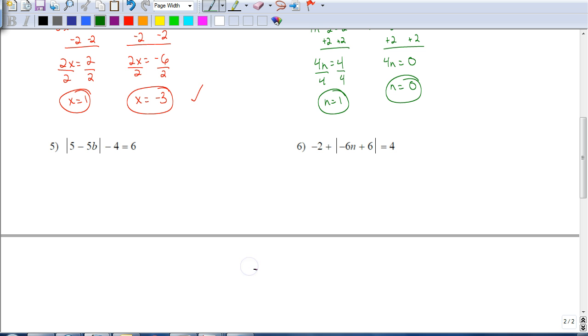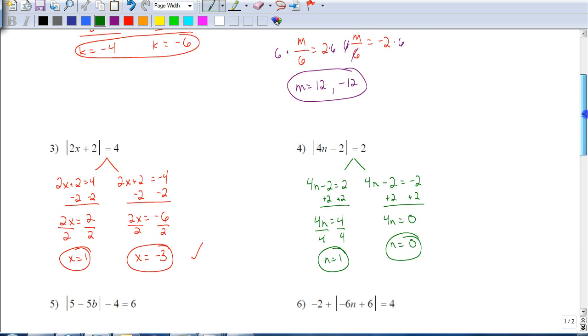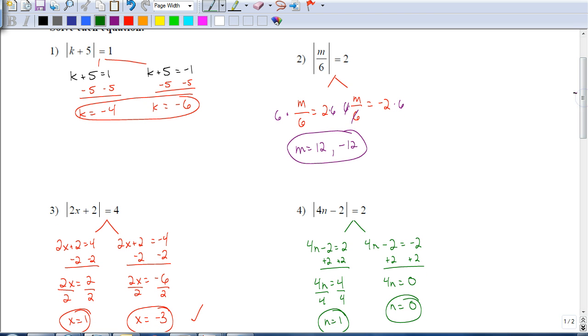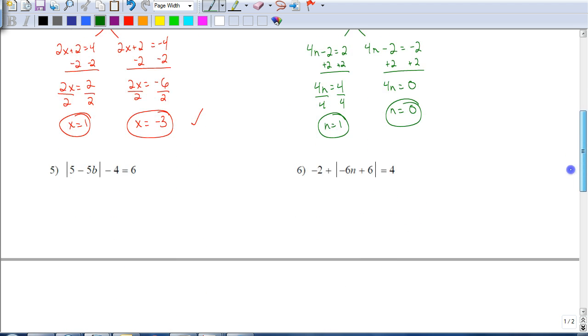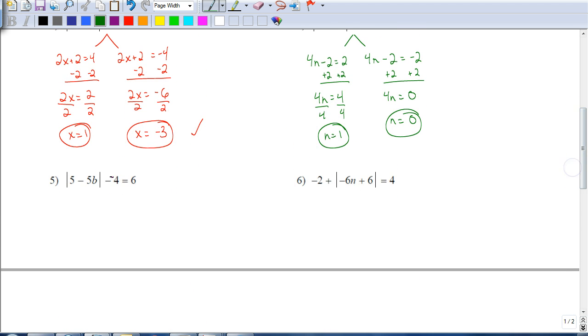Okay, so let's look at a different type of problem. If you notice with all of these, our absolute values were by themselves. We have the absolute value of k plus 5 equals 1. Here we have the absolute value of m divided by 6 equals 2. Here we have the absolute value of 2x plus 2 equals 4, and so on. Well, if ever you have a problem like this, where we have something outside the absolute value, I need to get rid of that before I make it into 2 equations.